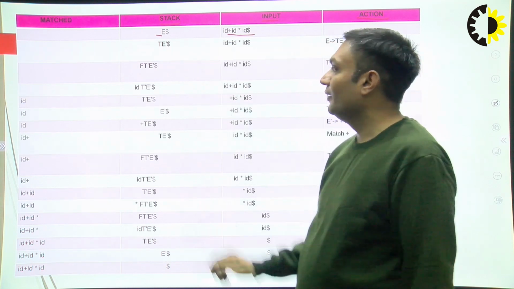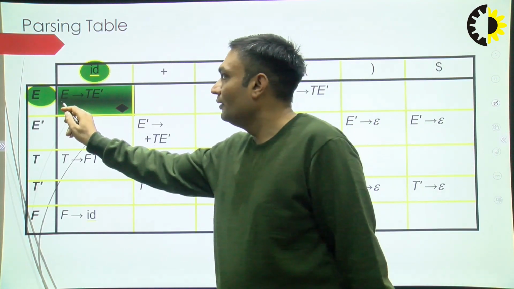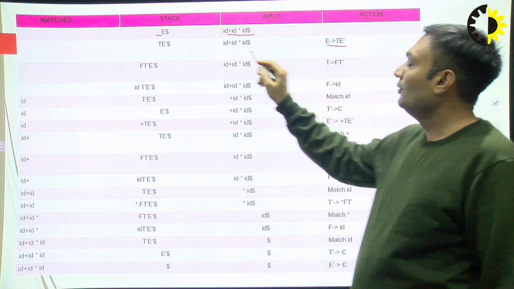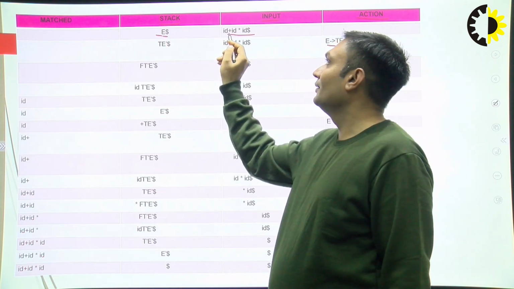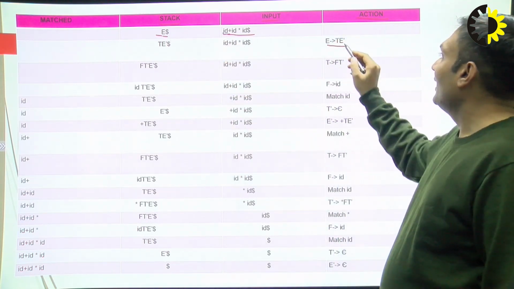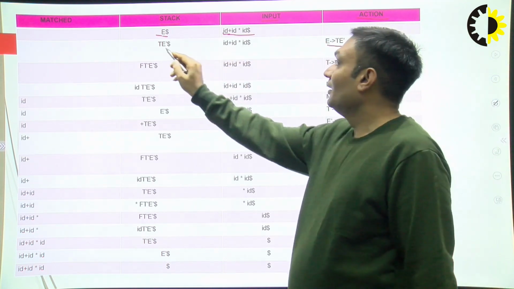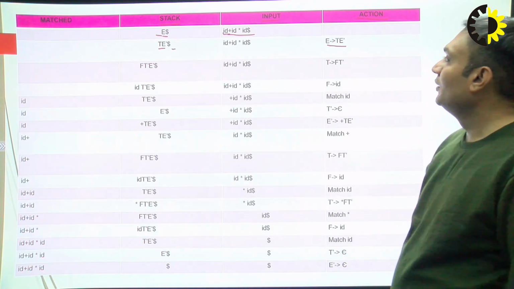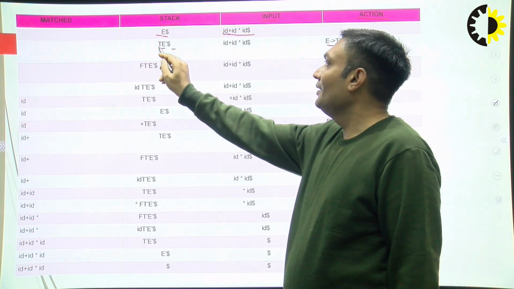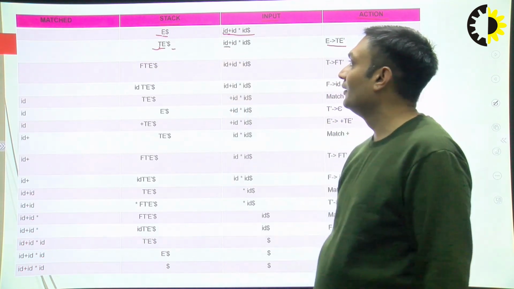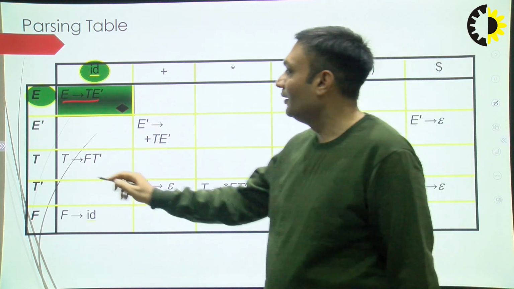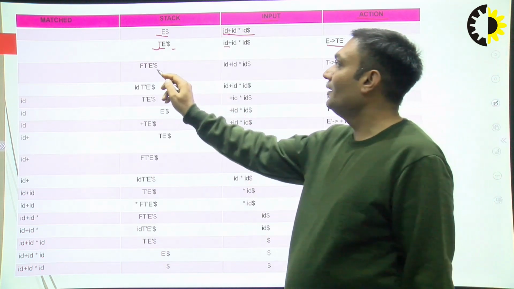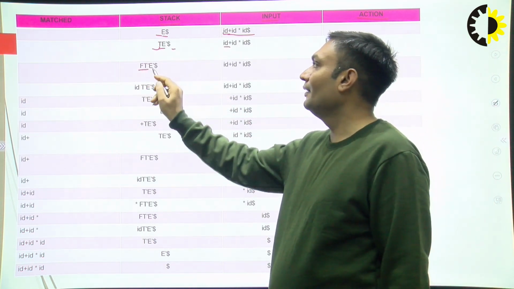So E on id, there is a rule written E to TE dash. E to TE dash is the rule corresponding to this E and this id. So we will write in reverse order: TE dash dollar. Now this T on this id, again we will refer to this table. For T on this id, there is a rule T to FT dash. T to FT dash, we will write here FT dash, same.